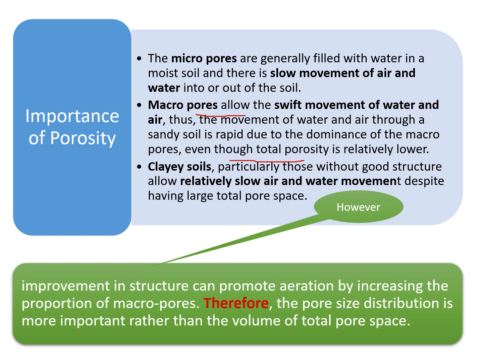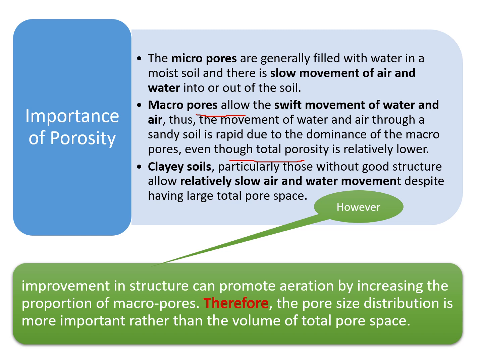Improvement in structure can promote aeration. In the case of clay soil, if we increase the aggregation in the soil, then of course there will be more pore spaces, meaning more macropores, and that is actually called the improvement in the structure. Therefore, the pore size distribution is more important than the volume of total pore space. So this is important: macropores and micropores, both are important. We have to consider both.